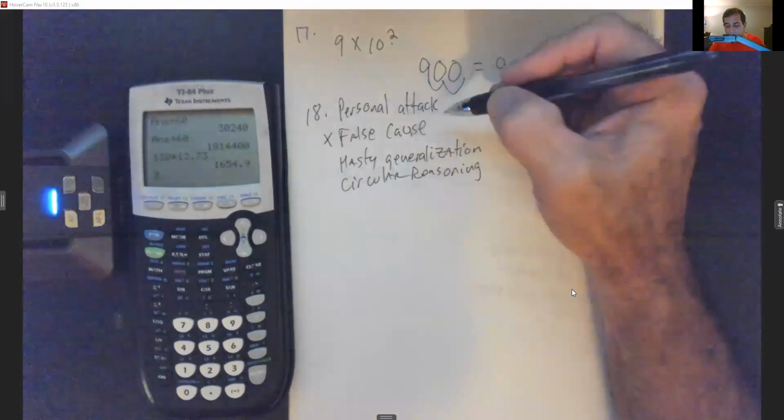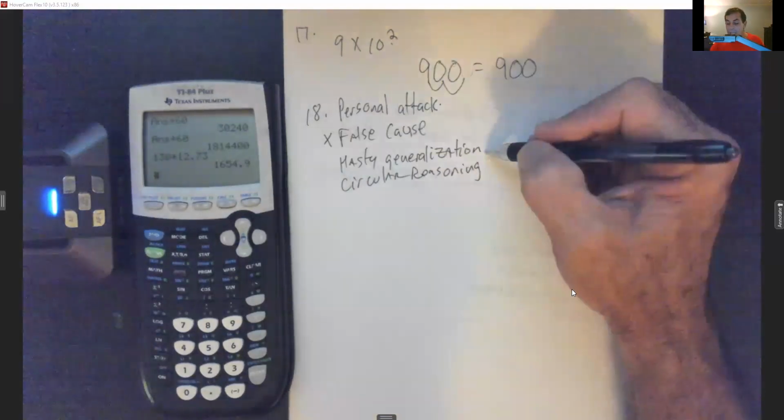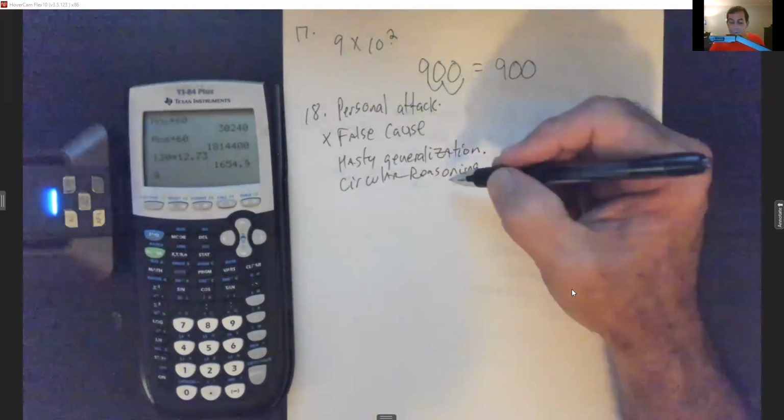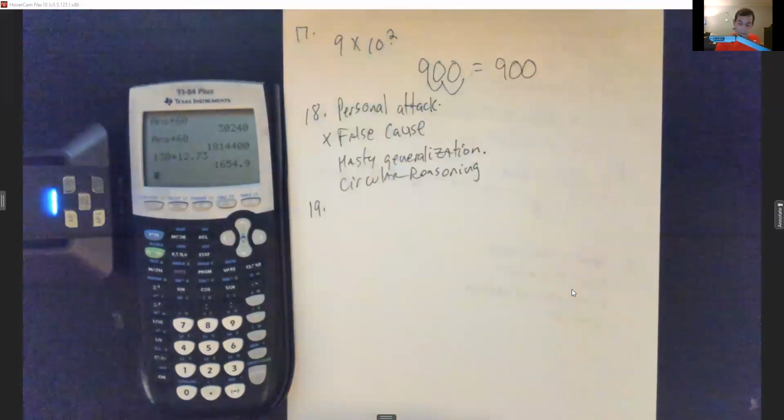Remember, personal attack, we know we'd be attacking someone. Hasty generalization was like the dogs having fleas, so all dogs have fleas. And then circular reasoning would be restating what you were saying. All right, y'all, getting close. What I got, about 4 more of these for you.